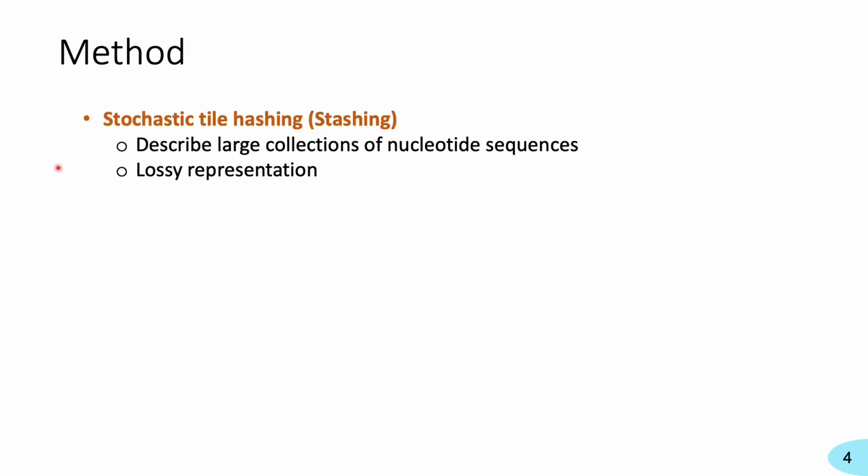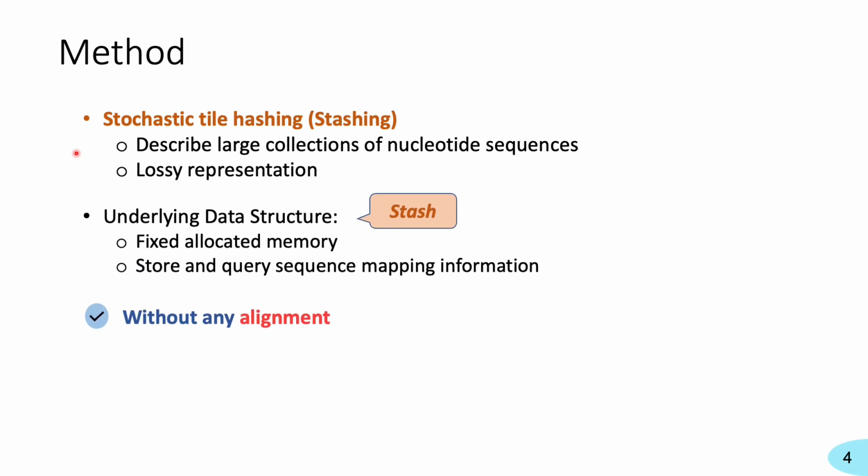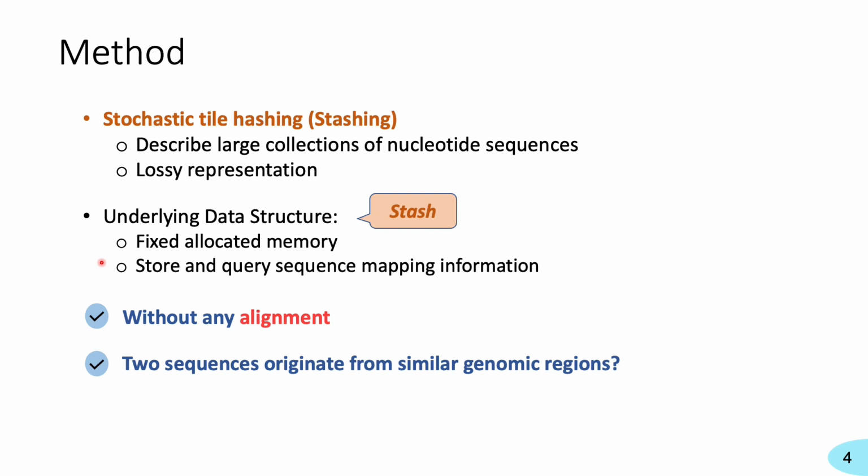Inspired by these data structures, we introduced stochastic tile hashing, or stashing, in order to describe large collections of nucleotide sequences through a lossy representation. The proposed underlying data structure is called STASH, which uses a fixed allocated memory and provides a means to store and query sequence mapping information without any alignment. For example, STASH can answer the question of whether 2 sequences originate from similar genomic regions. But how is the STASH populated?